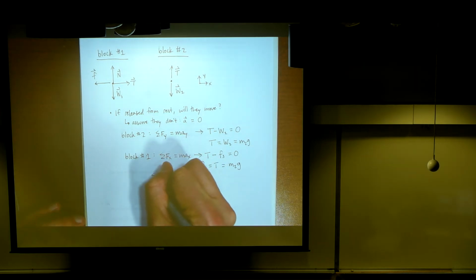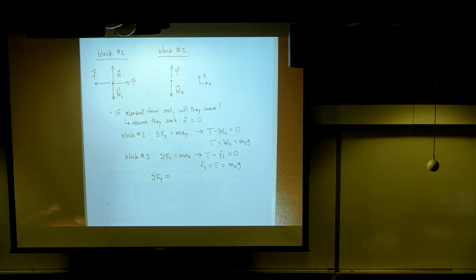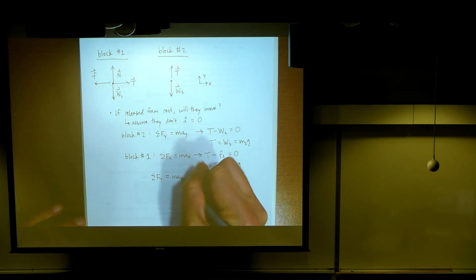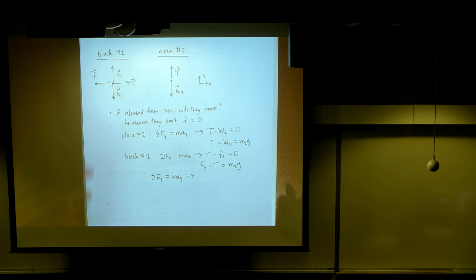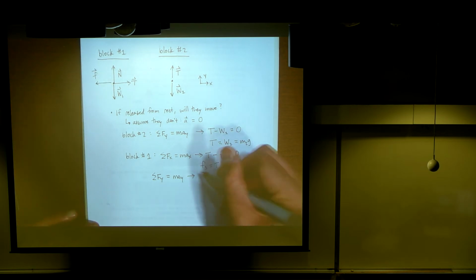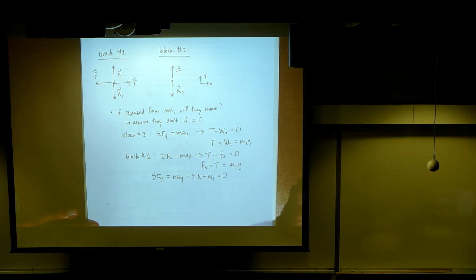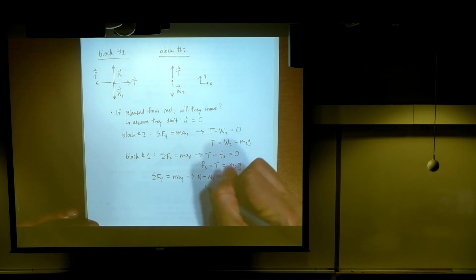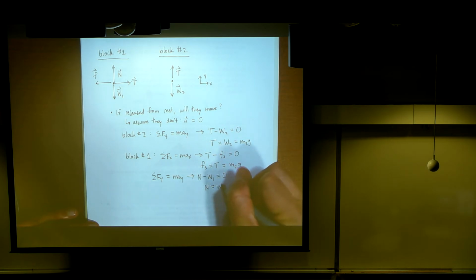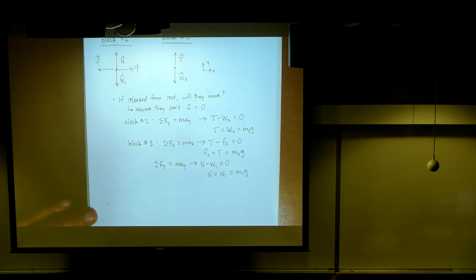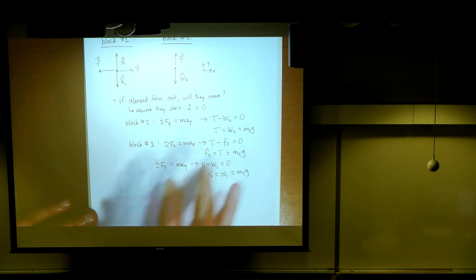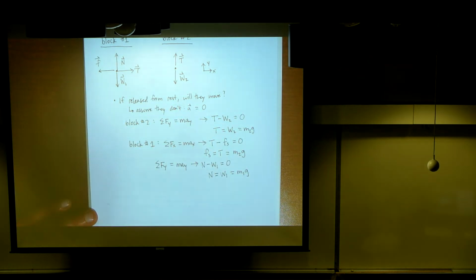All right, let's do the y direction for block number 1. This is pretty straightforward. The net force in the y direction is m times ay. We have the normal force going up. We have the weight of this block, W1, going down. And that should equal 0, right? Because again, no acceleration. What is that telling us? The normal force is equal to the weight of block 1, which is equal to m1 times g. All that makes sense? You've got to just follow the steps, but hopefully each step is pretty straightforward.